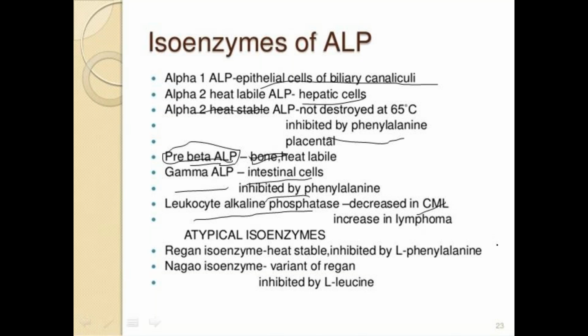Okay, and that means mainly it is involved in the leukoma cells. And also atypical isoenzymes. In that, mainly two enzymes are present, and those are Regan isoenzyme and NACU isoenzyme. And this is not necessary for human atypical enzymes. You have to remember up to this only. Alkaline phosphatases, these are the variants of these isoenzymes. And those are the alkaline phosphatases.